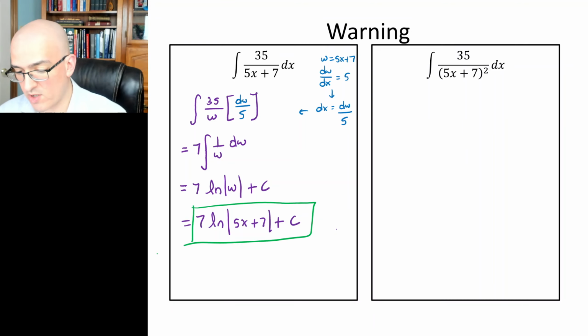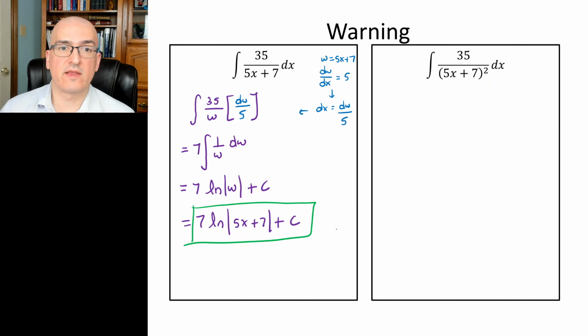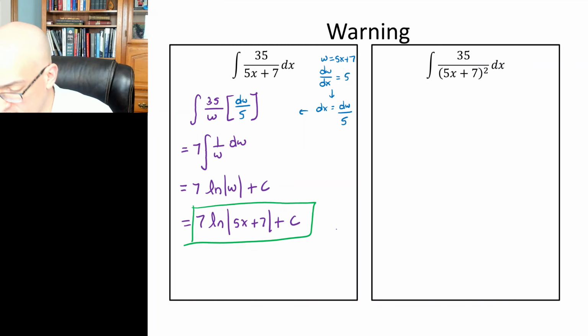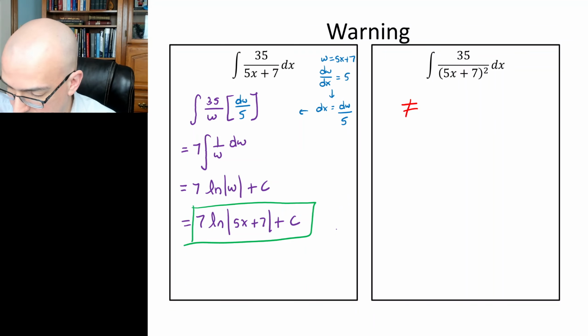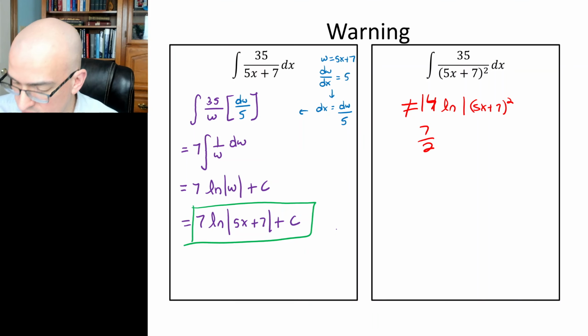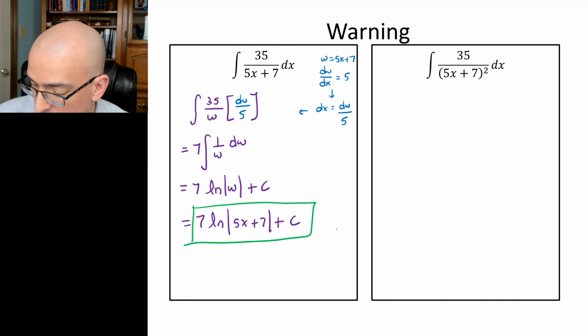When you saw the 1 over 5x plus 7 type of function, you looked at that and hopefully said that looks like the derivative of a log of something. And you hope a log will come out, and a log does come out. The second one, this is not 7 times ln absolute value of 5x plus 7 squared. And it's not 14 either. And it's not 7 over 2 either. And it's not any combination of those things. It's not related to log functions at all.